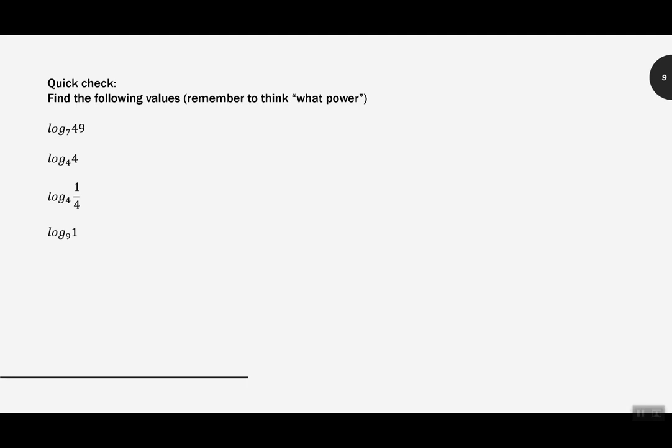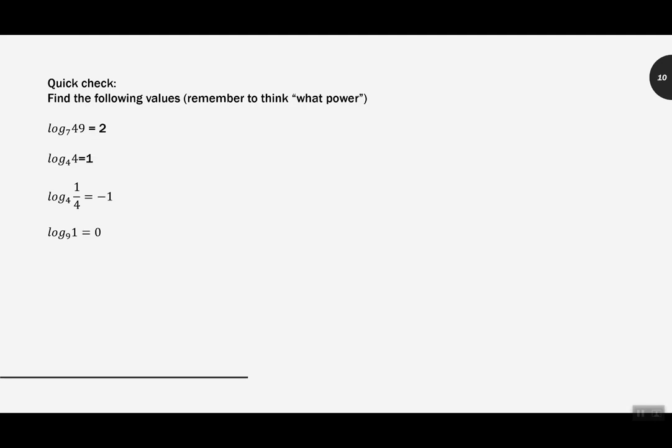So let's do a quick check. Let's see how things are going. Remember to think what power as you look at these just 4 logs that I gave you, and I'm thinking definitely use your calculator if you need to, but I want you thinking power for each step. If you need to, you can pause me so that you can try this on your calculator, and then you can come back and just see how you did.